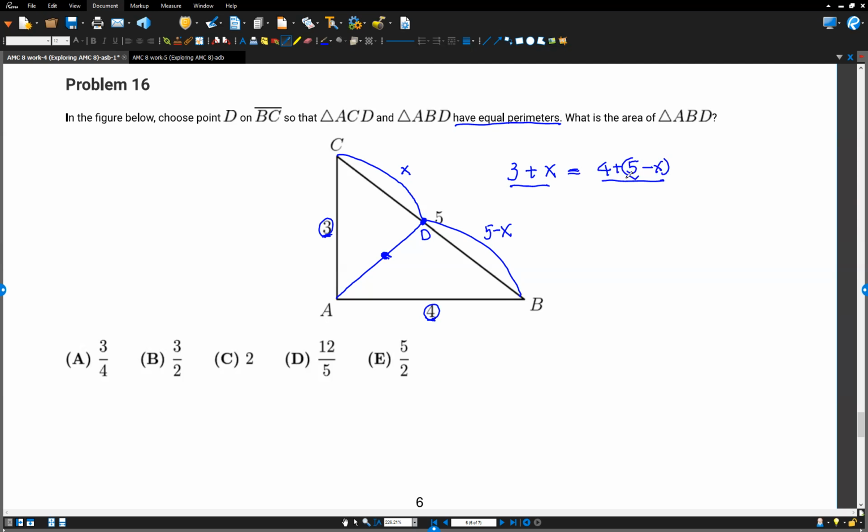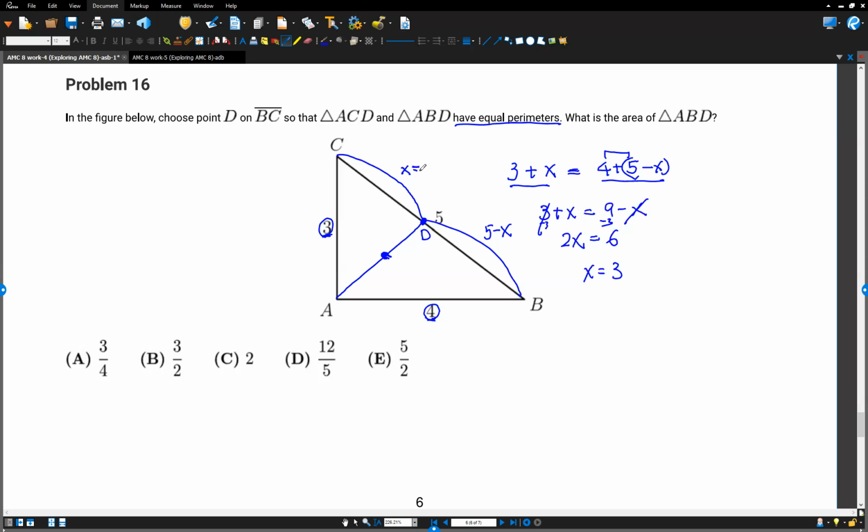Now, using this, we're going to find x. We need to find where this point is on line BC. Definitely, D is not in the middle. All right, now let's solve this using algebra. 3 plus x equals 4 plus 5, which is 9, minus x. Now plus x, that is 2x over here. Minus 3, 9 minus 3 is 6. x equals 3. That's it.